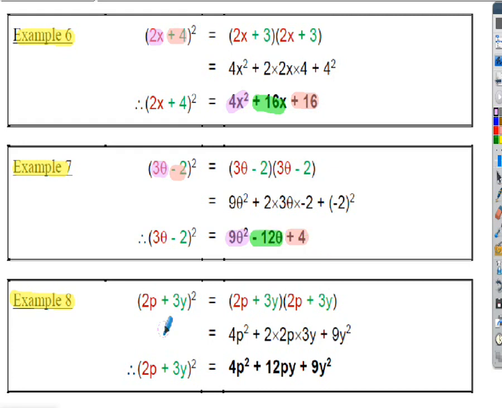And finally, example 8, we have 2p plus 3y all squared. So again, we have the sum of the squared terms. 2p all squared becomes 4p squared. And positive 3y squared becomes positive 9y squared. And then multiplying the 2p by the 3y, we have 6py. So we have twice that in the answer of positive 12py.